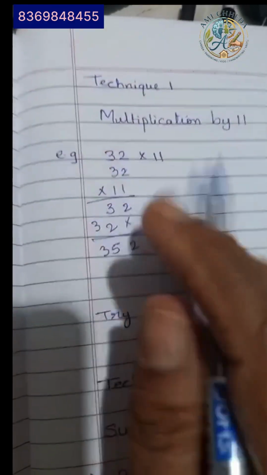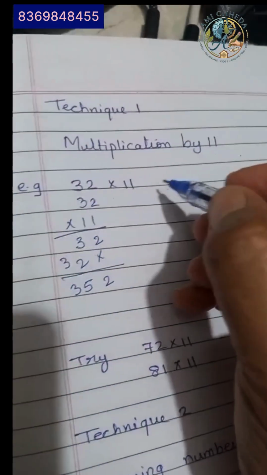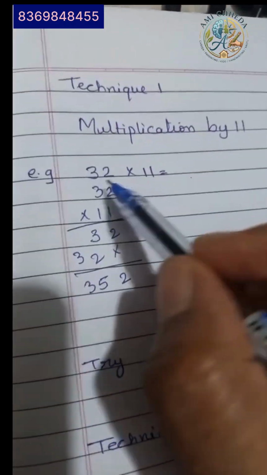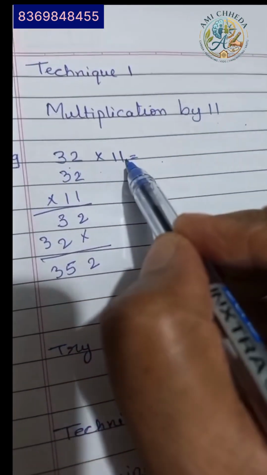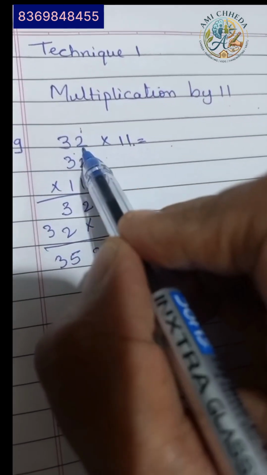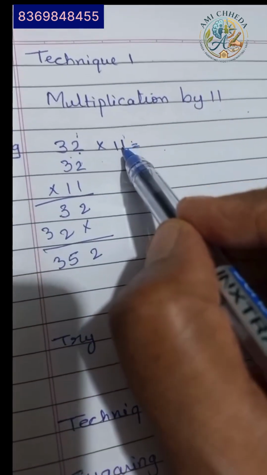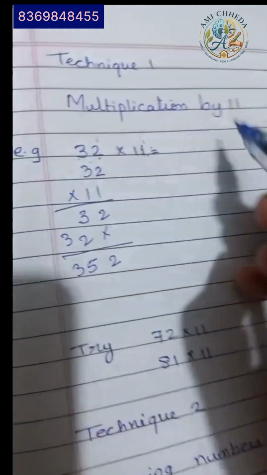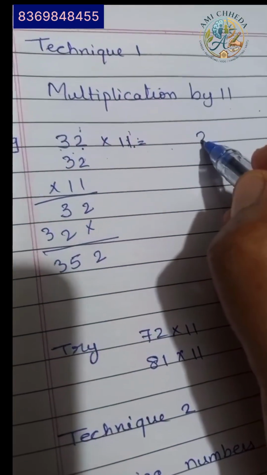Now this can be done in one step. How is it done in one step? When you are multiplying any two digit number by 11, what are you doing? You are multiplying the ones digit by the ones digit of 11. So one 2 is 2, right?